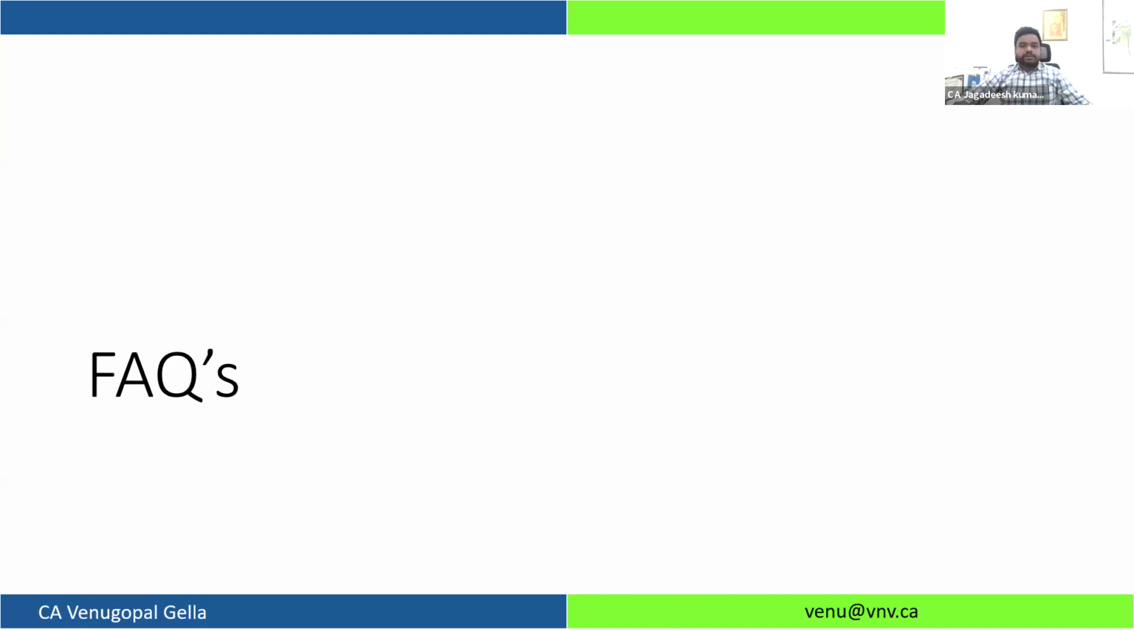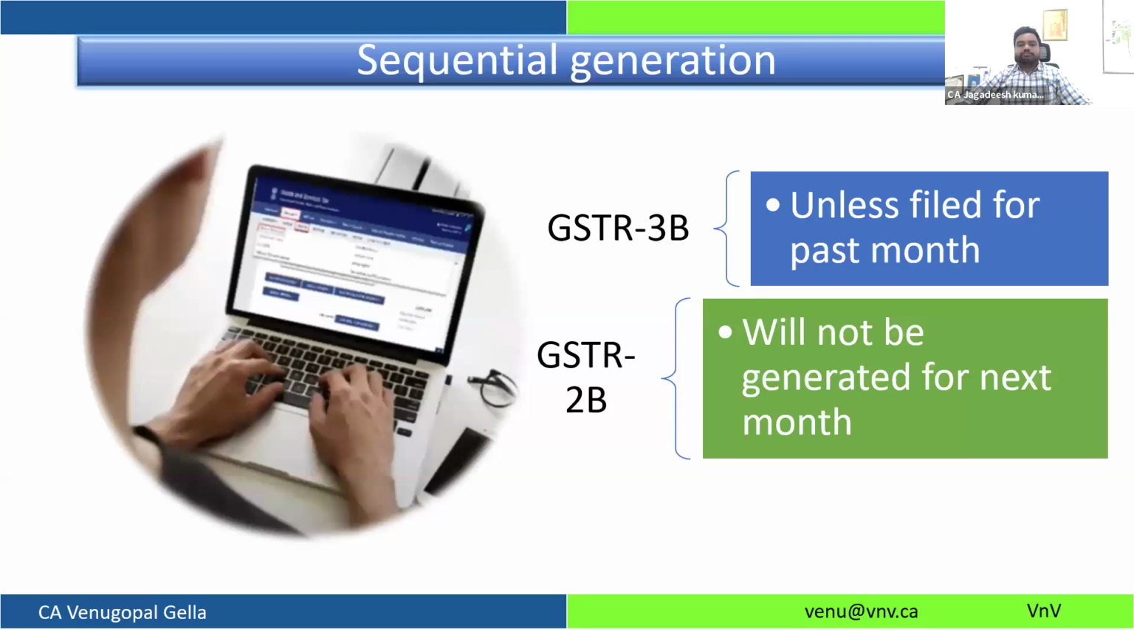Now we'll see the FAQs. Till date, GST has issued 3 FAQs. We'll see all those FAQs. Sequential generation: unless you have filed your GSTR-3B for the previous period, the current period's GSTR-2B will not get generated.